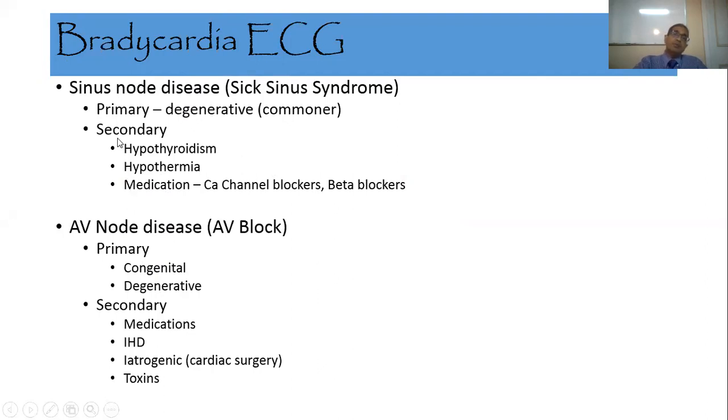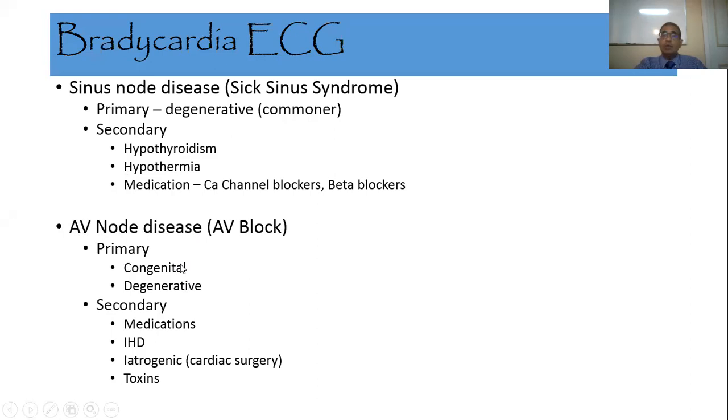When it comes to secondary causes of sinus node dysfunction, they are rarer, but you have to think of things like hypothyroidism, hypothermia, and of course some medications can cause it, so there are iatrogenic causes as well. When it comes to AV node disease, you can have congenital AV blocks, which are not uncommon, and you can actually diagnose this in utero, when you do ultrasound scans or check the fetal heartbeat.